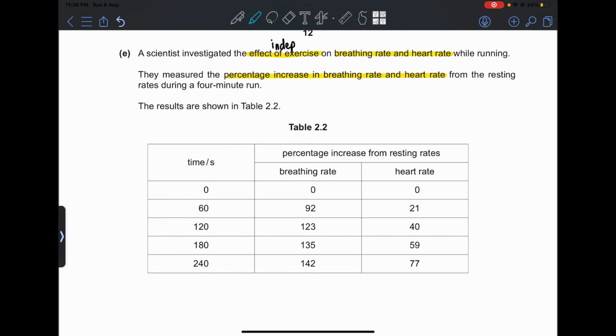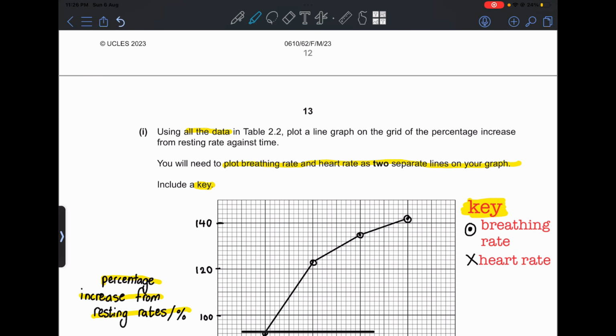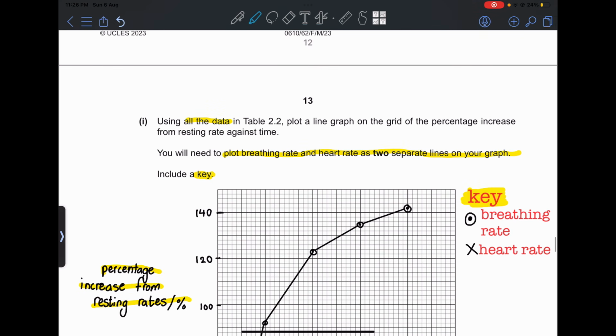Scientists investigated the effect of exercise on breathing rate and heart rate while running. The effect of exercise is actually an independent variable. They measured the percentage increase in breathing rate and heart rate from the resting rates during a 4-minute run. The results are shown in table 2.2, and using all the data from table 2.2, plot a line graph on the grid of the percentage increase from the resting rate against time. You will need to plot breathing rate and heart rate as two separate lines on your graph. So you're going to also include a key.